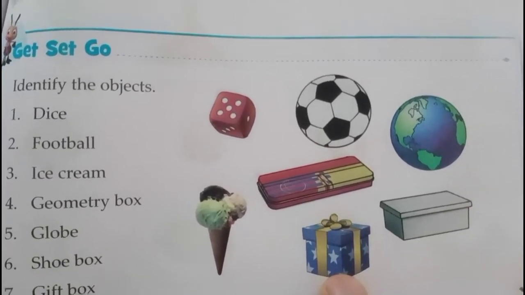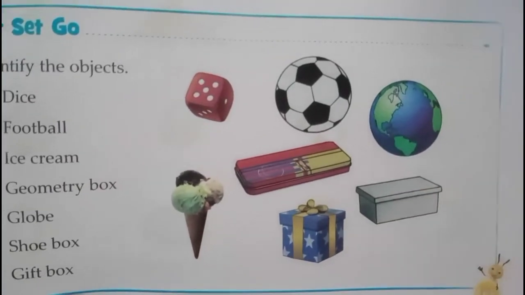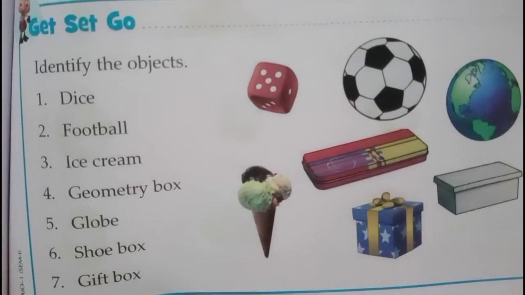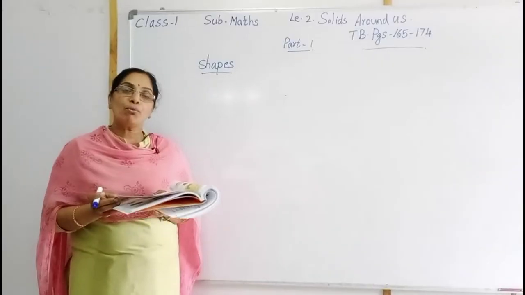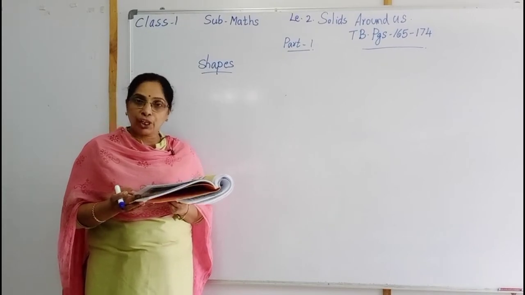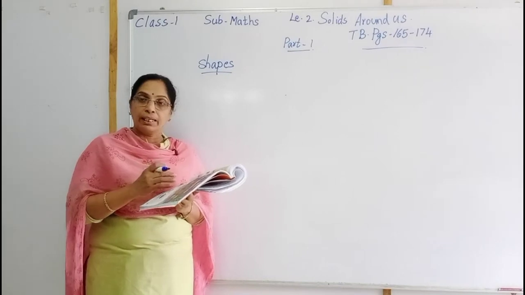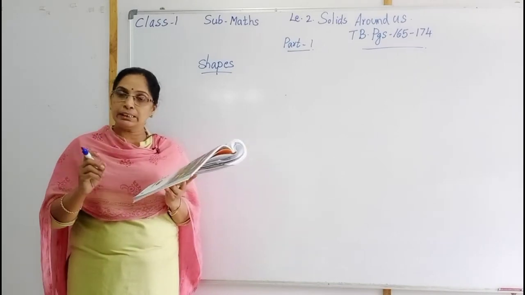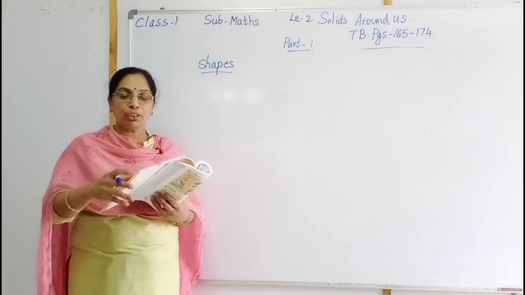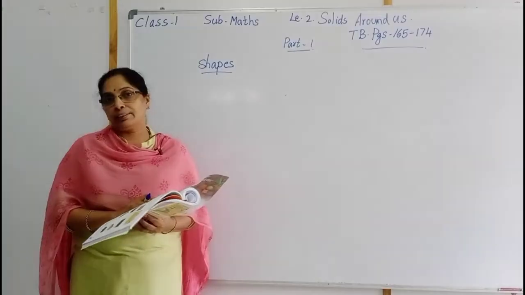Now you are getting the 7 pictures, children. That is showing us the shapes. We are learning this lesson about the shape of a thing. Here round shapes are there, rectangle is there, square is there, and cone shape is there. See the children. Now we go to the next page. We'll see more exercises.